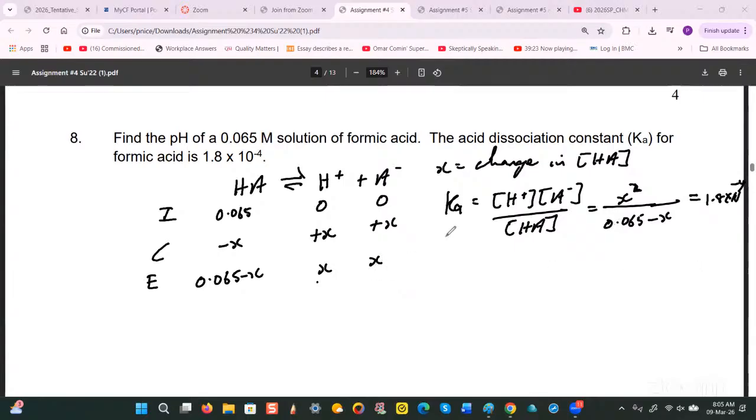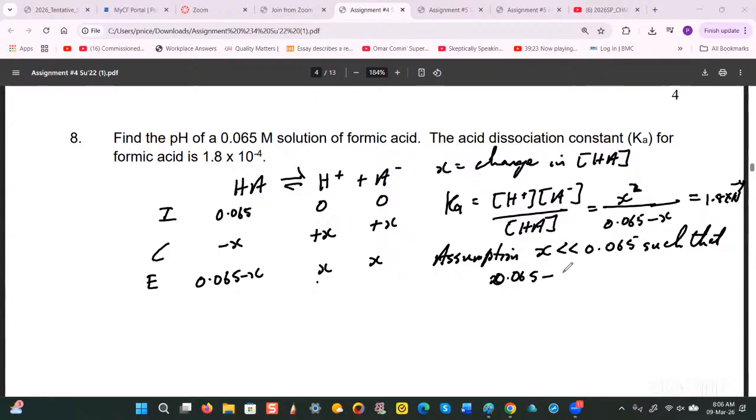Easier, what we can do is make an assumption, right? And this assumption is based on the fact that the acid is weak. The assumption we're making is that the size of X is so small that it is much less than, I don't know if you're familiar with this symbolism here, it's two less-than signs back to back. What this means is that X is much less than 0.065, right?